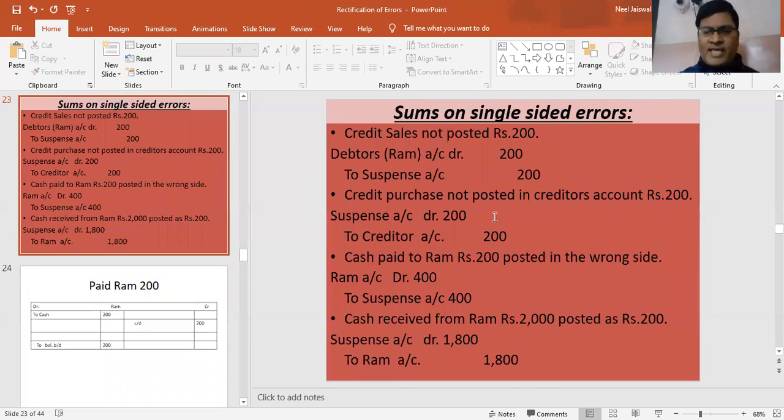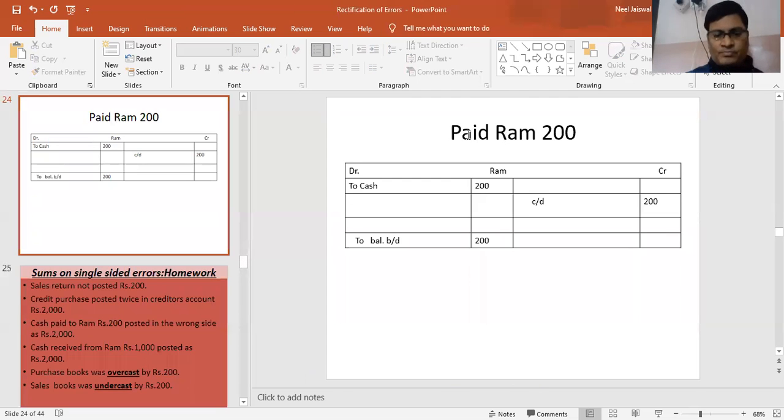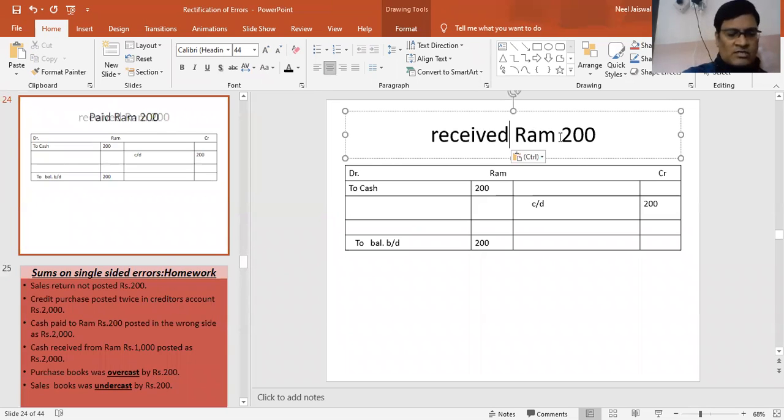By preparing an account in rough and then balancing it, for excess see the opposite side, for deficiency see the same side, you will get this type of errors. You can easily solve this type of errors in a very quick way. Cash received from RAM 2000 posted as rupees 200. Suppose this one also, cash received from RAM 2000. This one also I will show you.